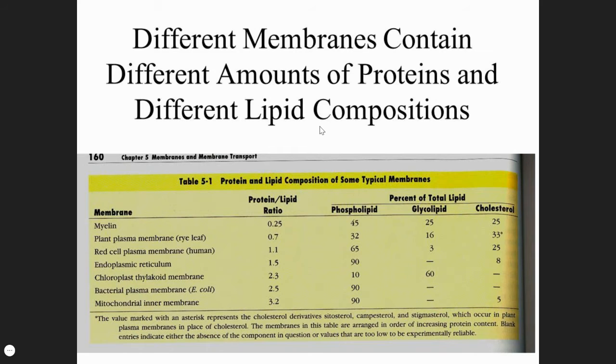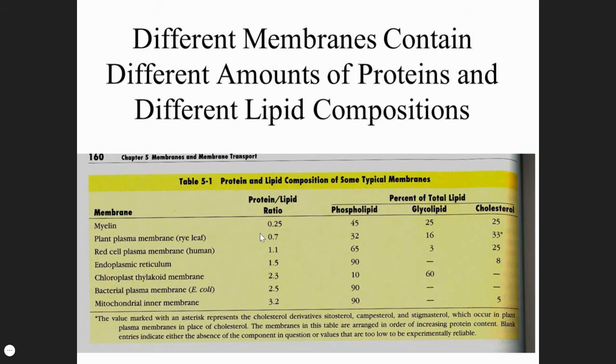Here is an example of 7 different types of cells, starting with the myelin, which is the cell found in your neuron or nerve cell. Your nerve cell is wrapped around these myelin cells, and they have a protein to lipid ratio of 0.25, which means they have lots of lipids. That is, phospholipid is 45% of the total lipid, then glycolipids are there, then cholesterol. The protein ratio is not specifically given, but look at the amount of lipids it has.